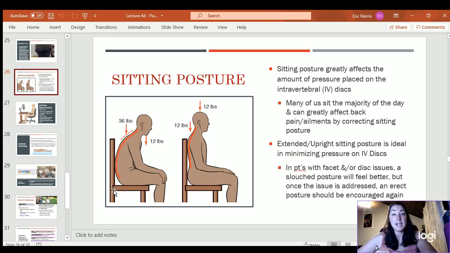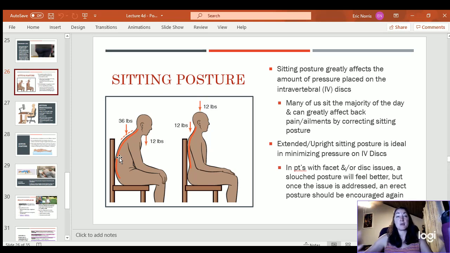However, if you're slouched, like I am now, and we probably all are sitting and watching this video, there is a great increase in the amount of pressure. As you see here, the estimation was 36 pounds of pressure on the intervertebral disc just by leaning forward. This is one reason why it's great to have lumbar support in your chairs and to sit upright in order to decrease the amount of weight on those discs.